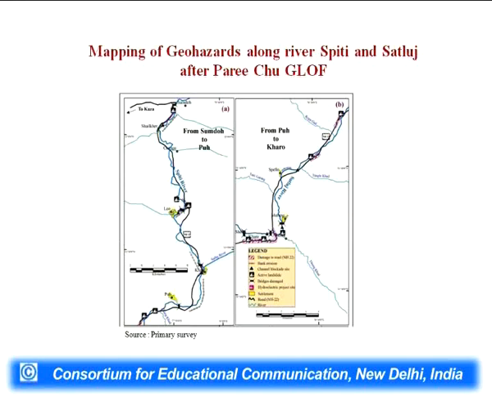I have mapped the geohazards along the river Spiti and Satluj after the Parichu flood, and you can find here that from Sumdo to Poo area, the damage of road, bank erosion, channel blockage, active landslides, bridge damage, and the settlements, road and river has been mapped here.